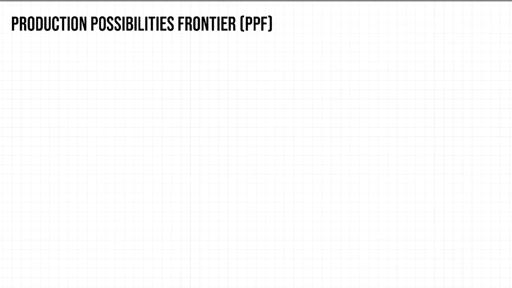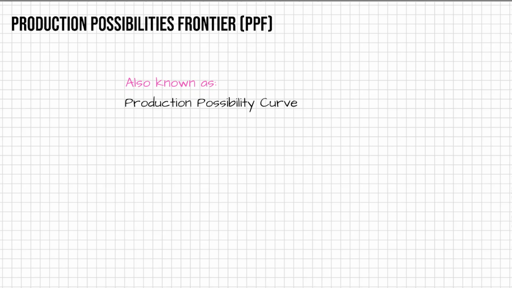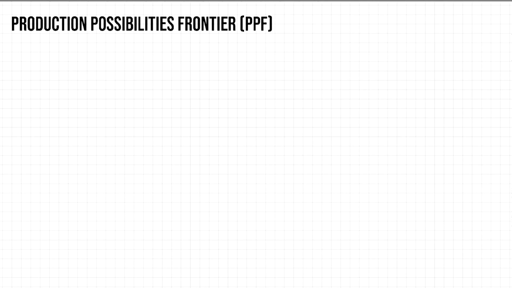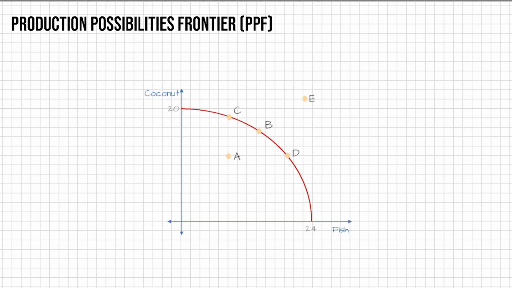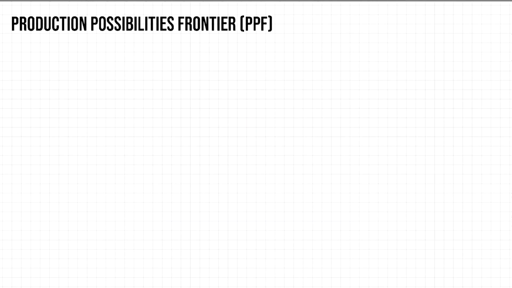Hey everyone, today we're going to learn what the production possibilities frontier is, also known as the production possibilities curve or the transformation curve. We'll also look at what it means for a point to be above or below the frontier, and what points along the frontier actually represent. Let's get started.